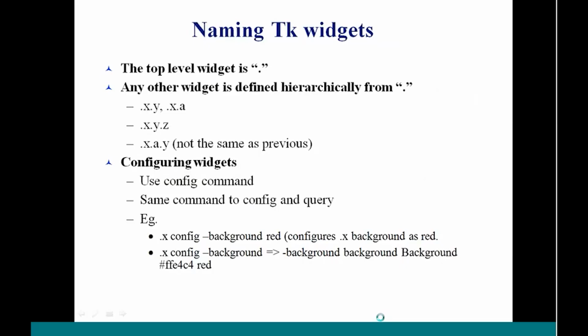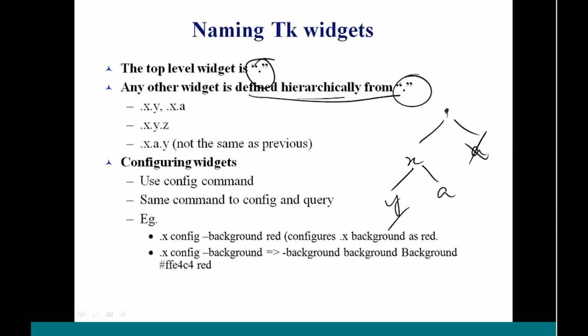So with that, we saw some examples, but let's see. The top level widget is again that dot, and any other widget is defined hierarchically from that dot. So dot and then x, a, under x you have y, then you have z, and then under a you have y, which is not the same as x dot y. It's x dot a dot y. Here x dot a dot z is one particular widget.